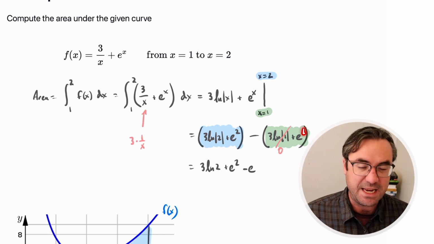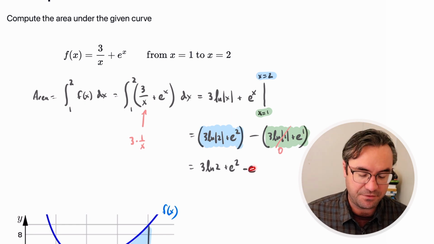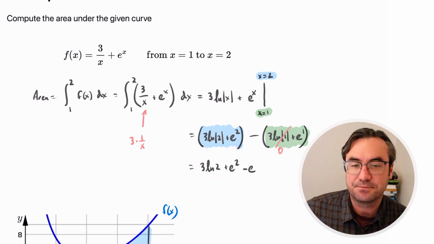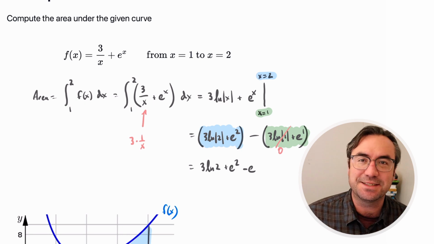And we don't normally write e to the power 1. We just leave off that exponent 1. And that looks good. So that's our area.